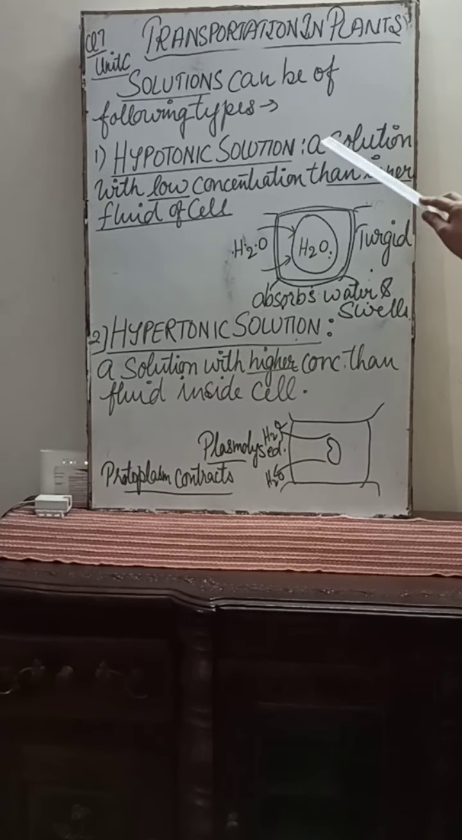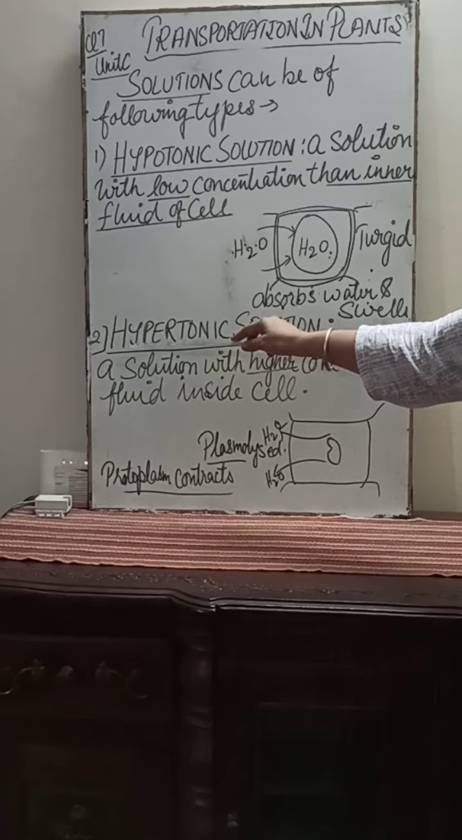You understood? A solution with lower concentration than the inner fluid of the cell. That is, the inner fluid of the cell has a higher concentration and outside it is low concentration. Then in that case, it will absorb water. That is, water will enter the cell, the cell becomes turgid and it grows up in size. Okay, so this is a hypotonic solution.